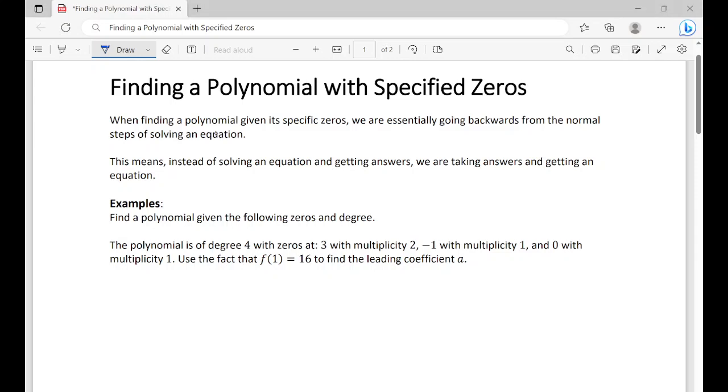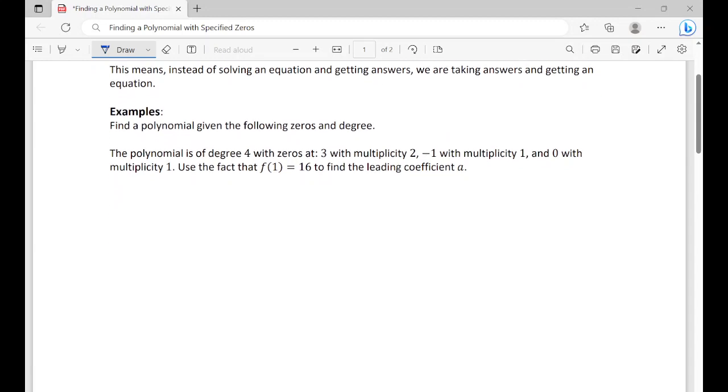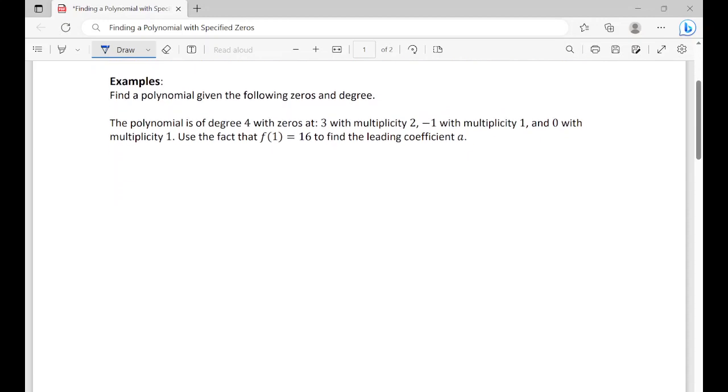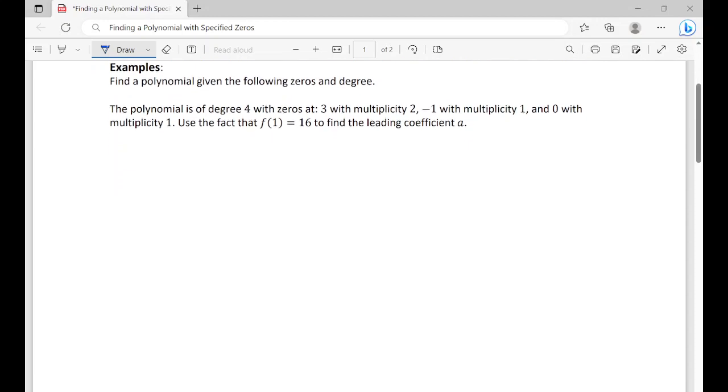When finding a polynomial given its specific zeros, we are essentially going backwards from the normal steps of solving an equation. This means instead of solving an equation and getting answers, we are taking the answers and getting an equation. So essentially the steps of solving an equation, we're going to go backwards. So we're going to find a polynomial given the following zeros and degree.